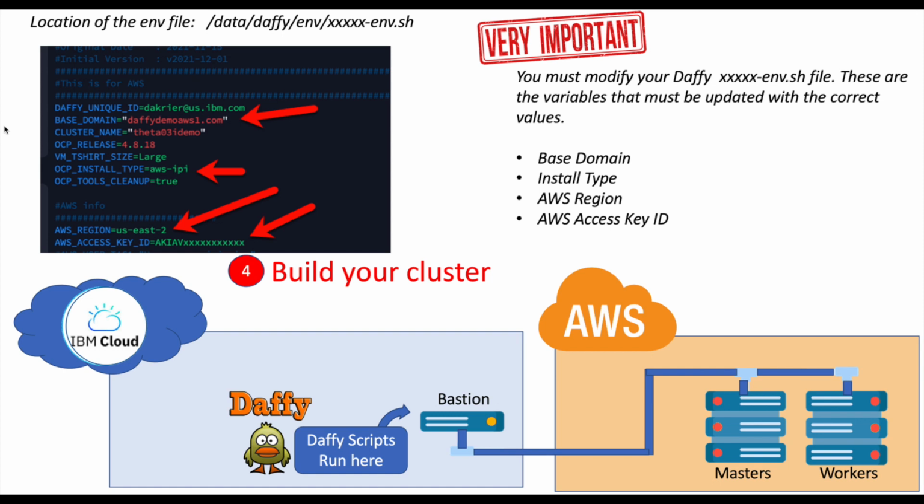There are 4 variables that you will need to set within your Daffy environment variable file. The first one is the base domain. The next is the install type, the AWS region, and the AWS access key. Here's an example of my environment file for you to look at.